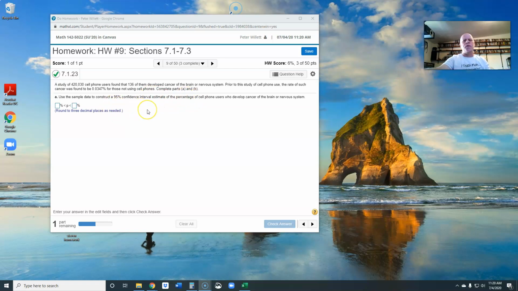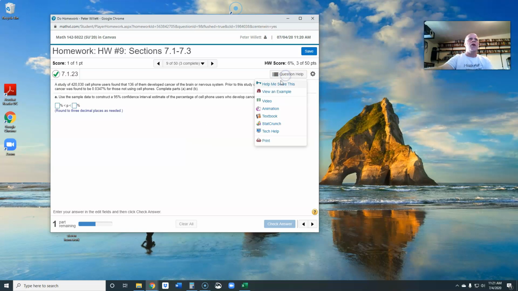All right, so here's the first part, the part I want to focus on. Use the sample data to construct a 95% confidence interval estimate of the percentage of cell phone users who developed cancer of the brain or nervous system. So we're supposed to come up with a confidence interval for the percent, which is a proportion. So this is a proportion problem. And what we know is a sample of people and how many of them developed cancer.